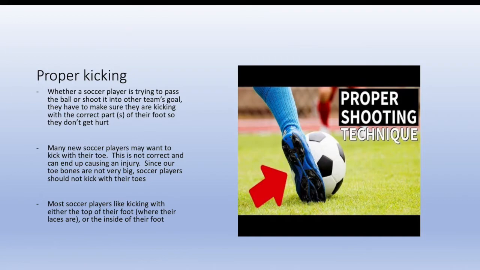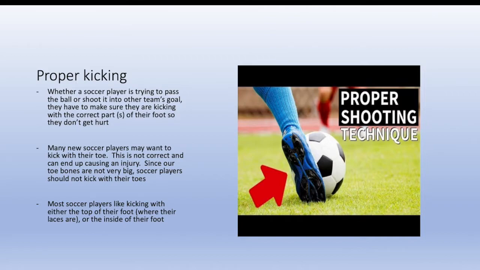Proper kicking. Whether a soccer player is trying to pass the ball or shoot it into the other team's goal, they have to make sure they are kicking with the correct parts of their foot so they don't get hurt. Many new soccer players may want to kick with their toe. This is not correct and can end up causing an injury. Since our toe bones are not very big, soccer players should not kick with their toes.